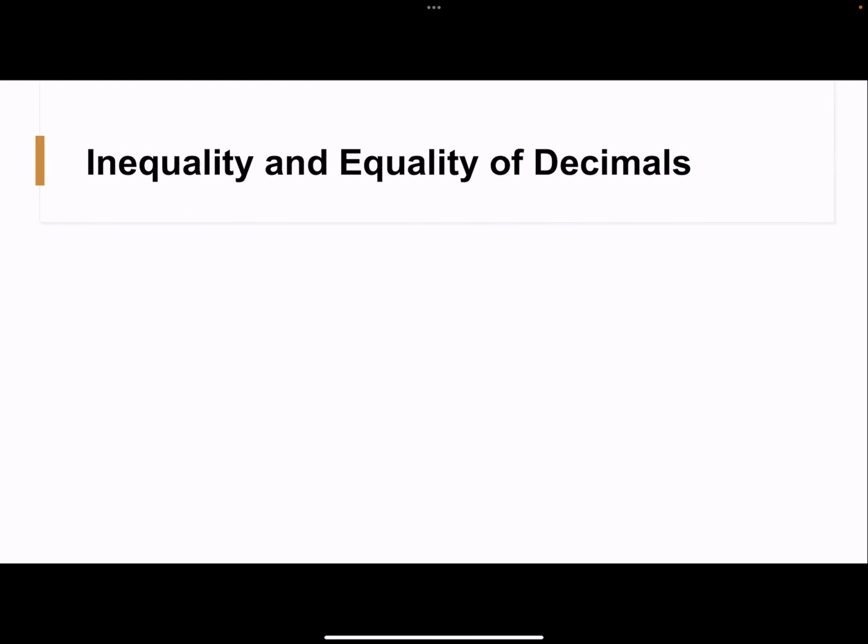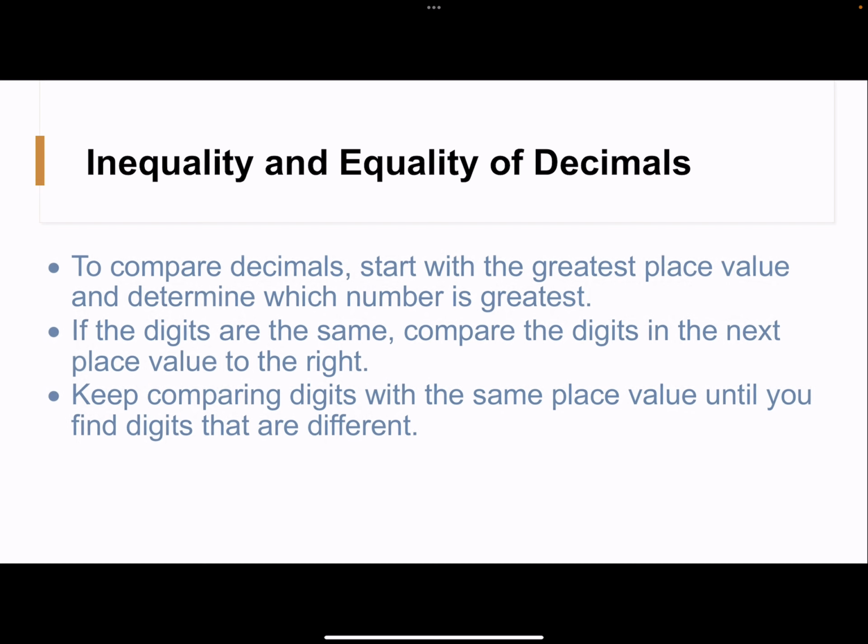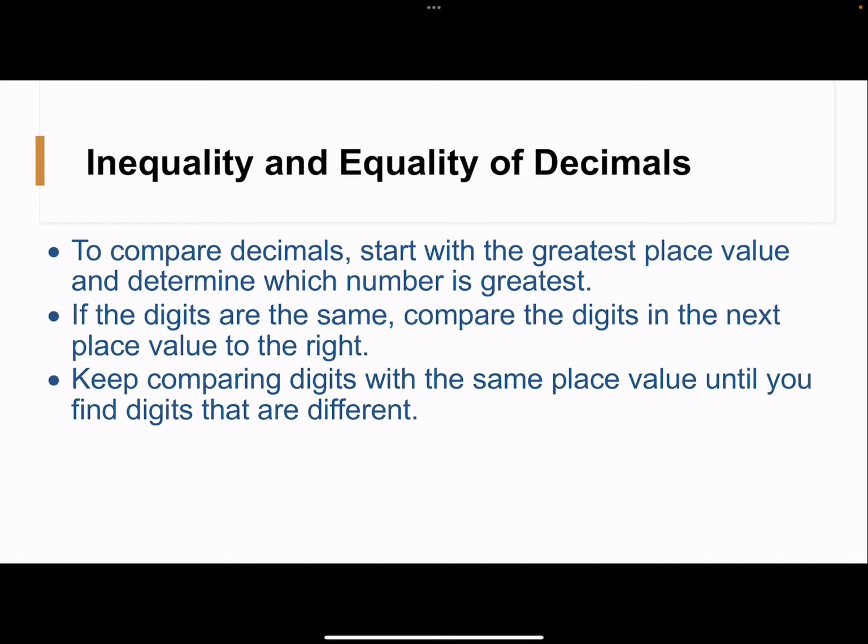Let's talk about inequality and equality of decimals. When we compare decimals, we're going to start with the greatest place value, and we're going to determine which number is greatest. If those digits are the same, then we're going to compare the digits in the next place value to the right. And we're going to keep comparing digits with the same place value until we find digits that are different. So let's take a look at what we're talking about here.